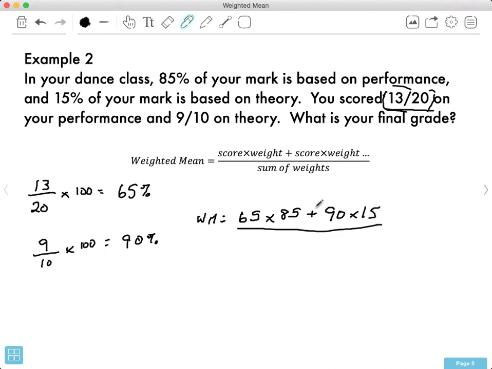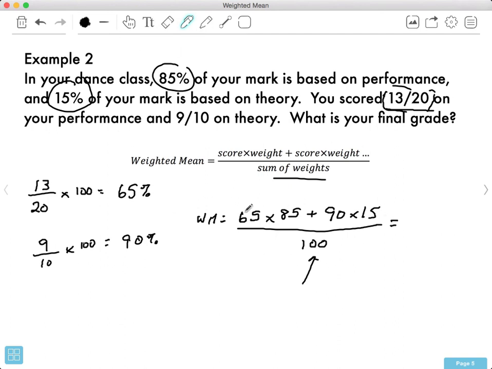and then divided by, and again, I want to add up the weights. 85 plus 15 is 100. It's important to note here, 100 on the bottom is common, but it's not necessary. Your weights could add up to anything. They could add up to 500 or 210 or 6. It just depends on how the weights are expressed.